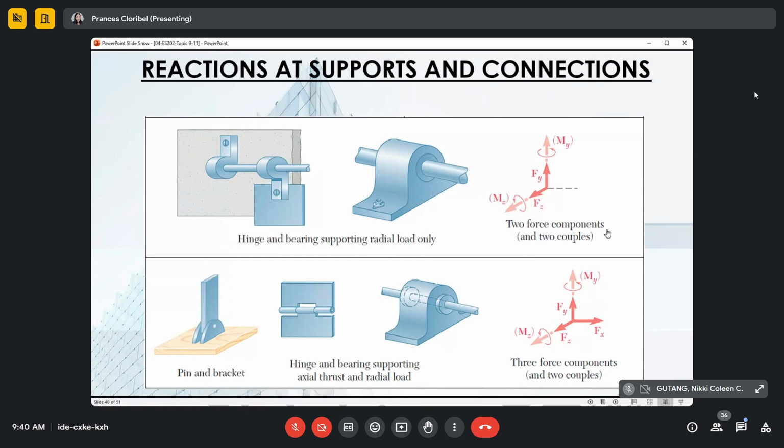Di ka makasolve, makaproceed sa inyong strength o theory. Kay kung pagkuha lang nimo sa reaction, ang inyong solution, you're already halfway of your solution sa mga higher nga mga problems. So you have to practice this, no? Dili lang sa 2D, apil pud sa 3D.